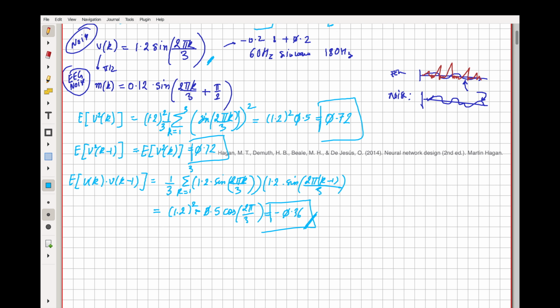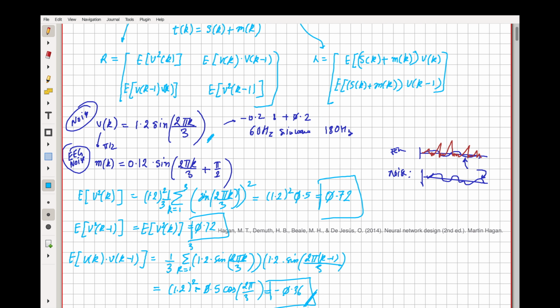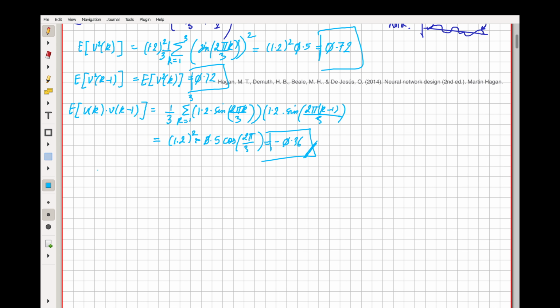We can now plug these back into our earlier matrix, the general equation that we wrote for matrix R, and so the values that we have are 0.72 on the diagonals, and off-diagonal values of minus 0.36.